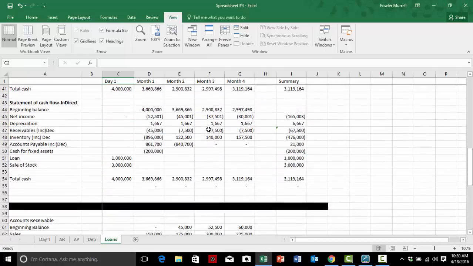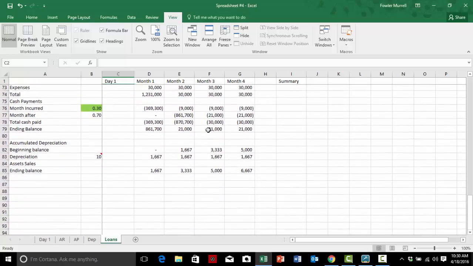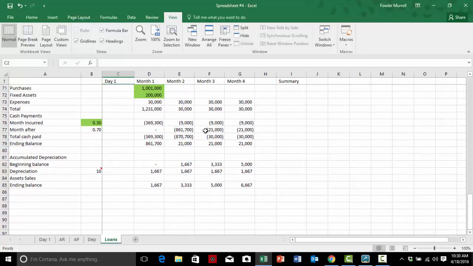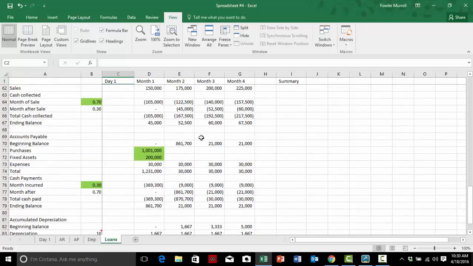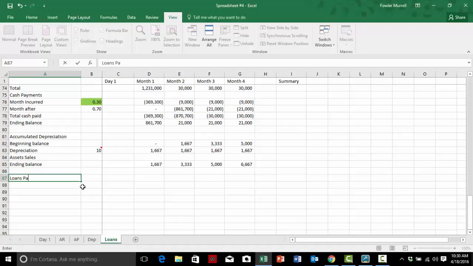Okay, and again, we're utilizing the techniques that we used in the previously built sheets. Okay, everything is the same. Conceptually, it's the same. So let's start with a name. Let's call this loans payable. Then the next line will be beginning balance.